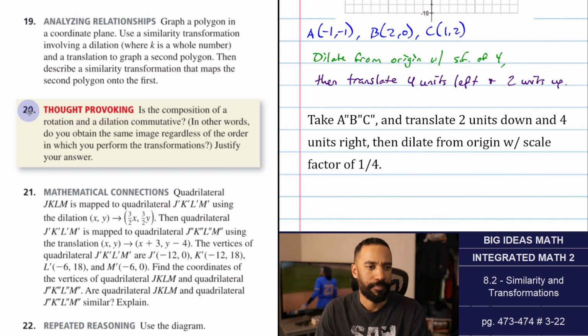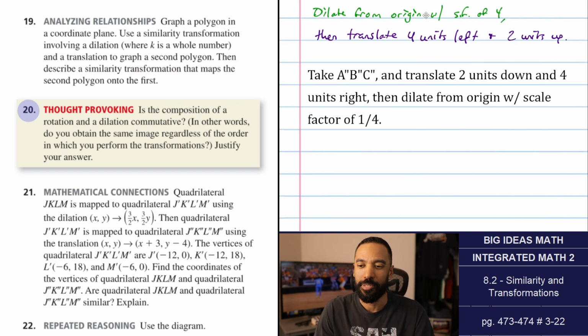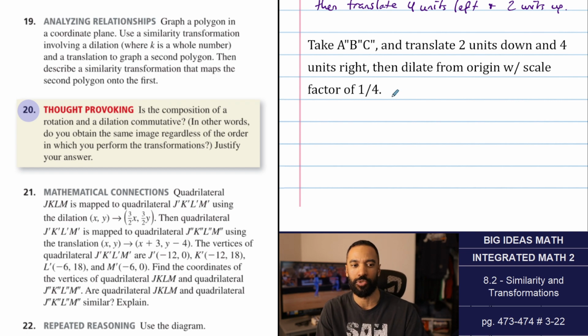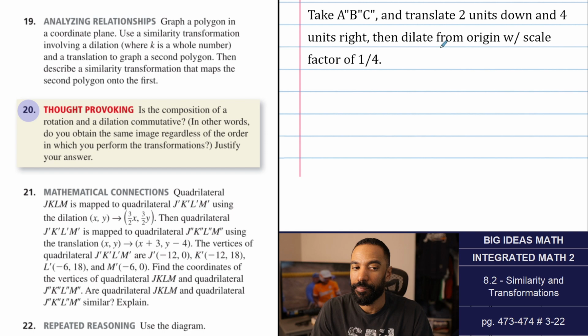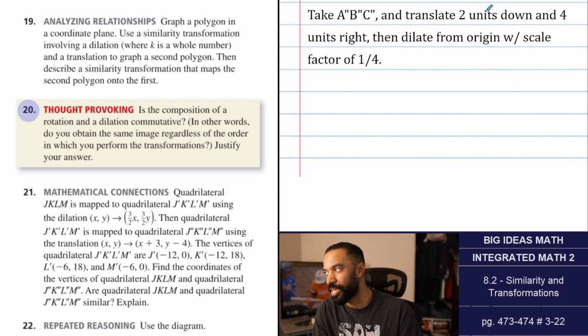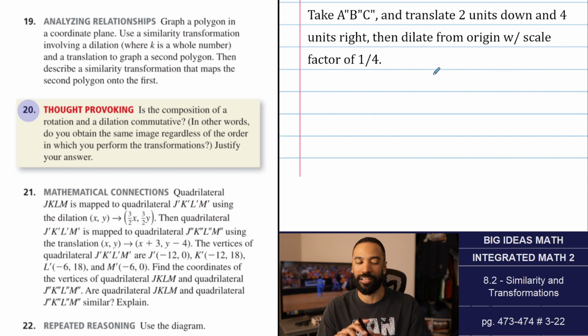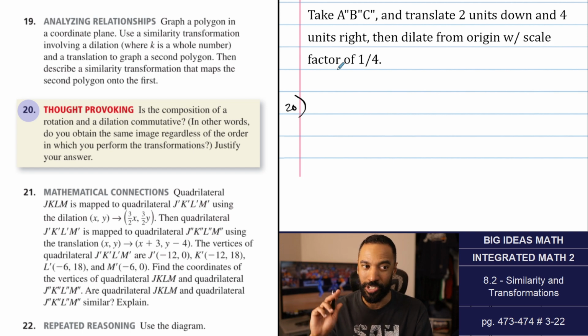All right, number 20: is the composition of a rotation and dilation commutative? I was talking about this earlier. In other words, do you obtain the same image regardless of the order in which you perform the transformations? Justify your answer. Now, it's interesting to ask about rotation and dilation and not about translation and dilation. I really thought they would have done that, especially because there is a solid answer to that, and we just did problem number 19 that spoke on it, and they didn't do that.